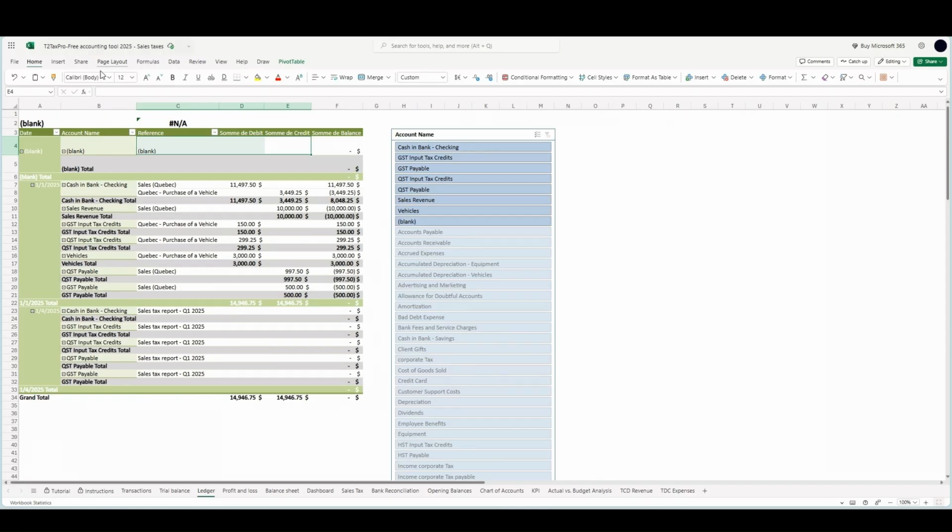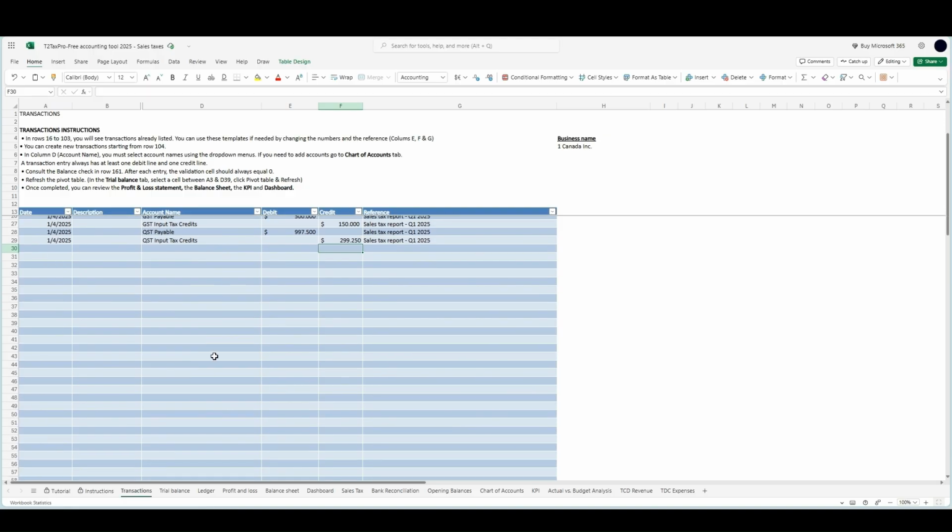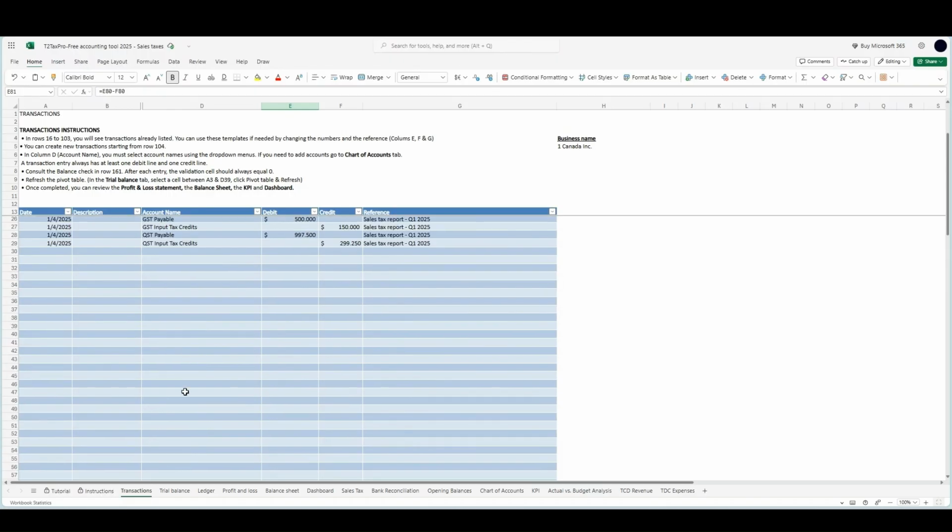Next, let's enter the payment of those sales taxes directly into the Transactions tab. On April 1st, the business pays its taxes. Bank account, credit $1,048.25. GST payable, debit $500. GST input tax credit, credit $150. QST payable, debit $997.50. QST input tax credit, credit $299.25. After entering your transactions, always check the balance to ensure it shows $0.